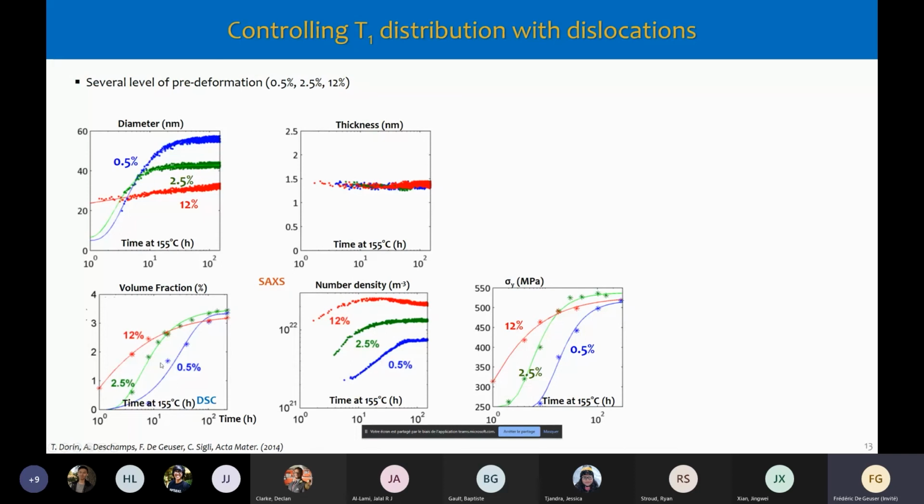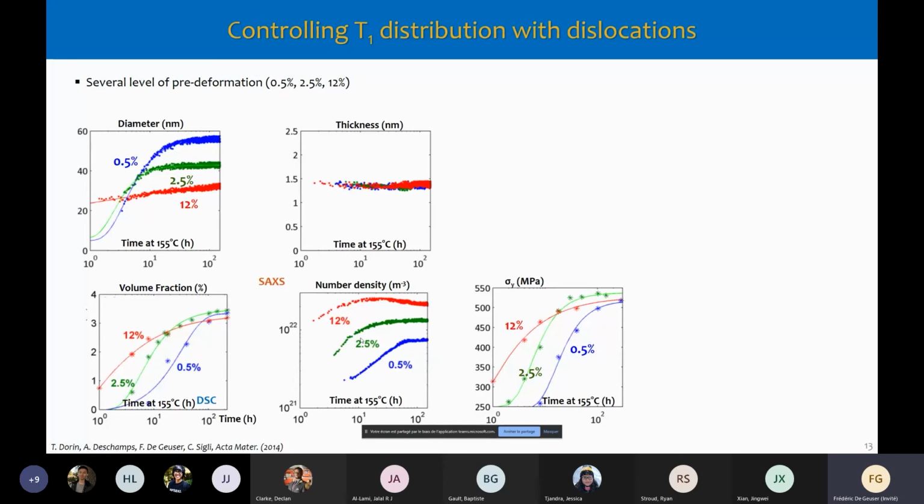Well, we obtained the same volume fraction for the three levels of deformation, but interestingly, we obtained them for very different diameters, of length. So we have much larger precipitates when we have fewer dislocations, and much smaller precipitates when we have a lot of dislocations. And it also shows in the number density, where we have much more precipitates if you have a large number of dislocations. So it sort of makes sense.